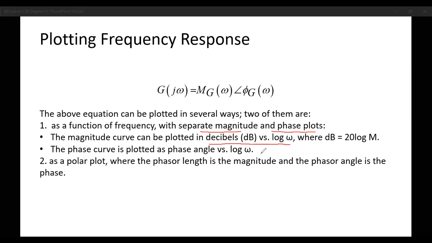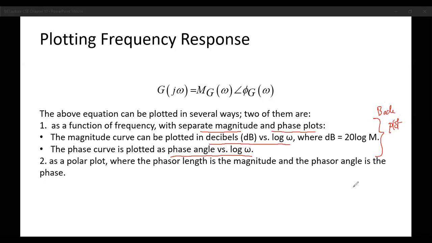versus log frequency. Decibel is nothing but 20 log M, so whatever the magnitude is, we take 20 log of that. Then you get the magnitude plot. And the phase plot will be whatever the phase angle we have, in terms of log frequency. It is very difficult to plot on a normal graph, because we are traveling from 0 to infinity. But on a log graph, the exponential scale lets us plot it easily. That is why we take the frequency on a log scale. So this is one way to do it, and this is related to the Bode plot.